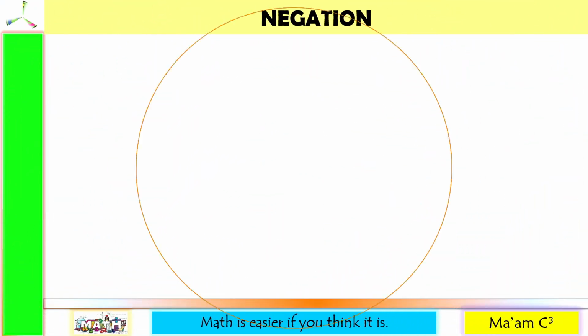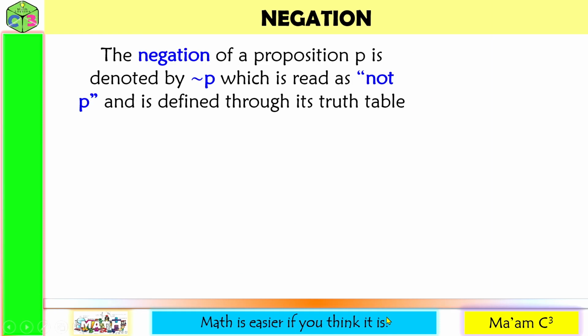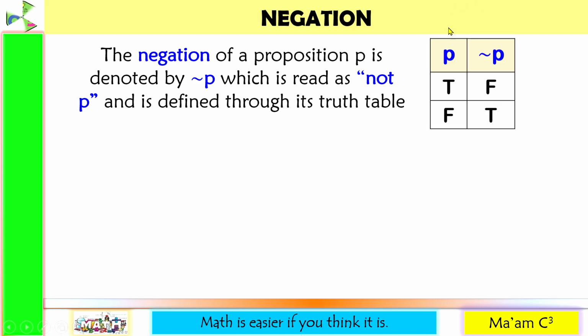Let us discuss now the first logical operator, the negation. The negation of a proposition P is denoted by this symbol. Again, this is tilde, which is read as not P and is defined through its truth table. Here is the truth table. So we have here the proposition P and not P. If the truth value of the proposition is true, then the negation of that is of course false. If the truth value of the proposition is false, then the negation of that is true.